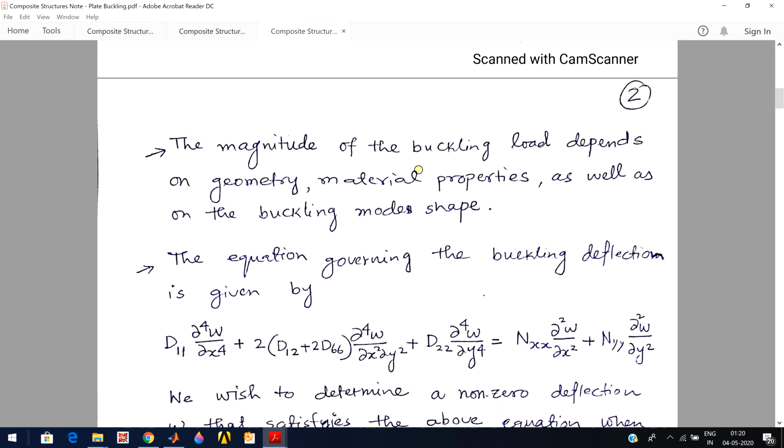So the magnitude of the buckling load depends on the geometry, the material properties, and the mode shape we are dealing with. The first mode will have the lowest buckling load, and if I introduce some boundary condition, or some probe or something to avoid this mode, then it may go to the higher mode and buckle in that higher mode.